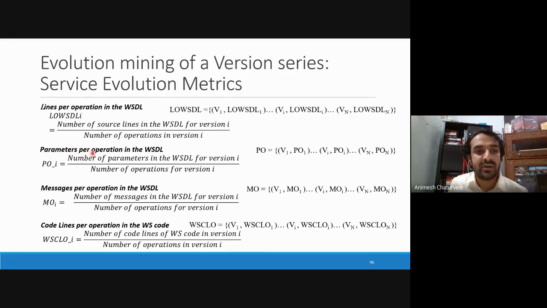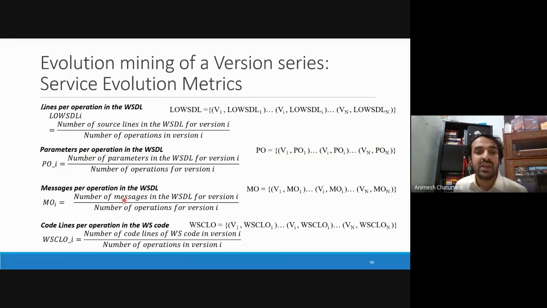Similarly, parameters per operation in the WSDL: the number of parameters in the WSDL for version I divided by the number of operations for version I gives you parameters per operation. That could be defined as a series, like PO for version 1 is PO1, for version I it is POI, and for version N it is PON.